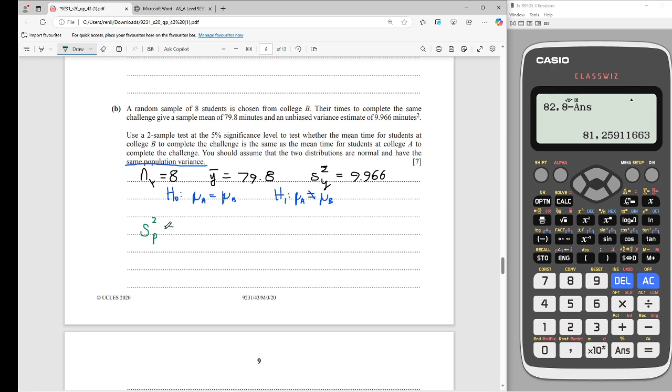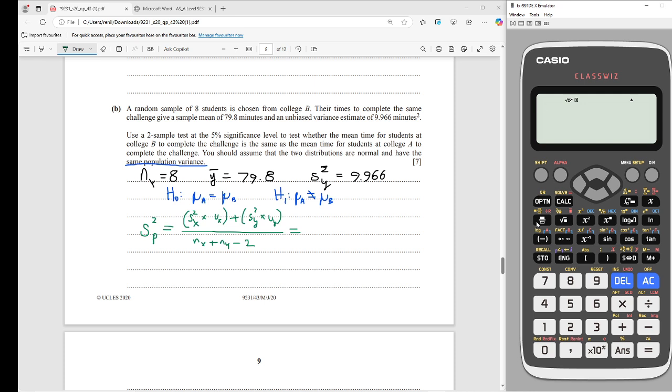s²_P, called the pooled estimate, is equal to s² of X times the degrees of freedom of X, plus s² of Y times the degrees of freedom of Y, whole divided by number of terms of X plus number of terms of Y, minus 2. The reason we put minus 2 is because that's the number of parameters estimated.